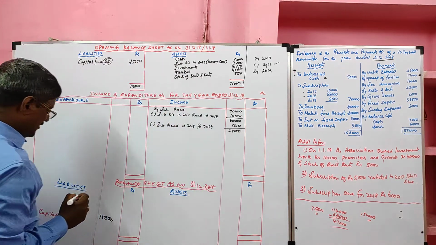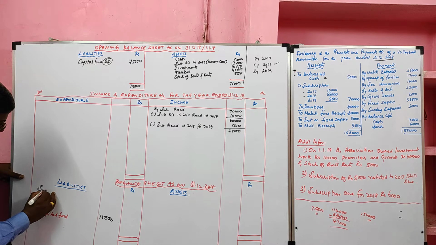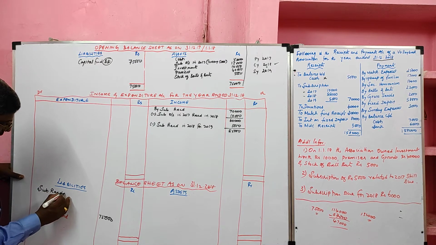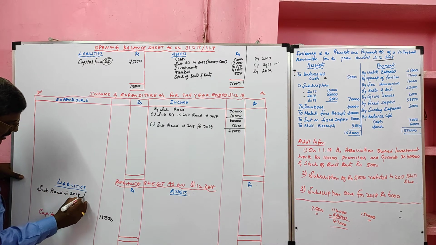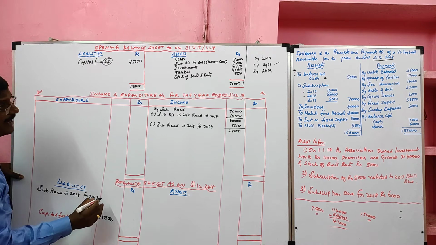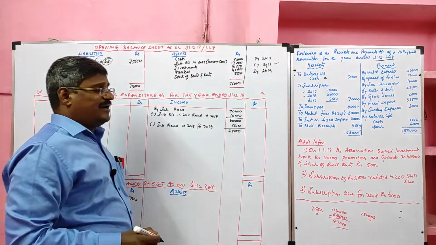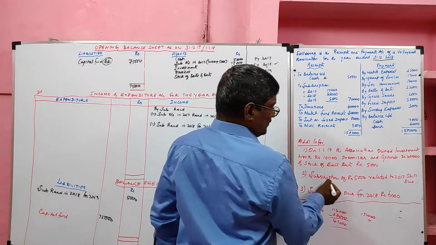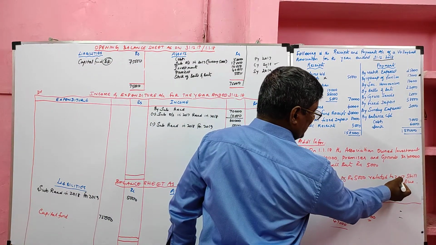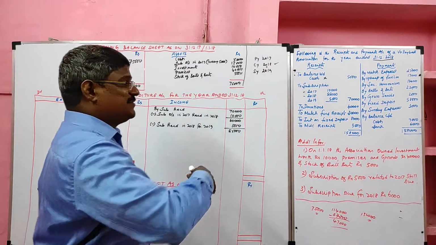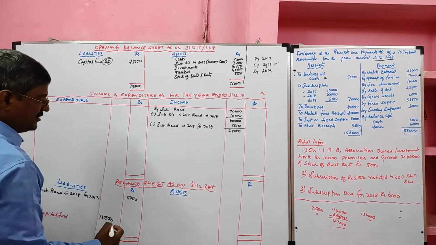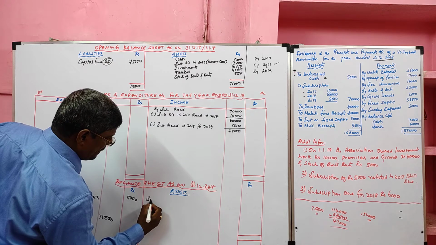This subscription received in advance goes to the liability side. Subscription received in 2018 for 2019, its value 5,000. Then we have two adjustments in relation to the subscription. Subscription of 5,000 related to 2017 still due. Last year's subscription still not yet received. It will go to the balance sheet asset side.